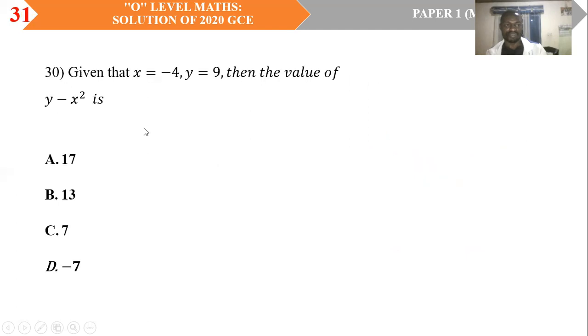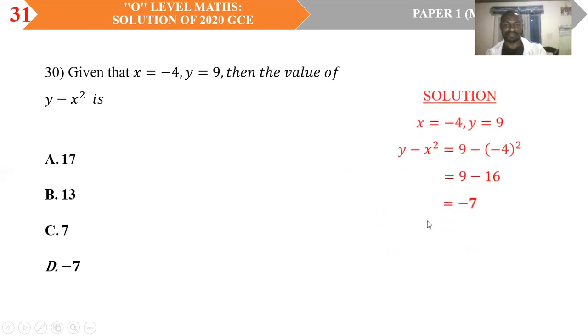Answer A. Question 30. Given that x is equal to negative 4 and y is equal to 9, the value of y minus x squared is... Here we simplify by substitution: x equal to negative 4, y equal to 9. The expression y minus x squared is 9 minus negative 4 all squared, which gives 9 minus 16. Answer: negative 7. D.